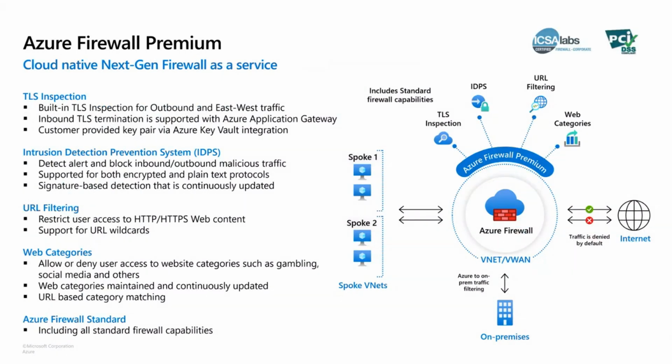And then Azure Firewall Premium is where you get the IDPS, TLS inspection, URL filtering, and other features. This is where it is a lot more on the protection side than the centralized flow side. So Azure Firewall Premium is for that extra level of protection from the many threats that are out there.